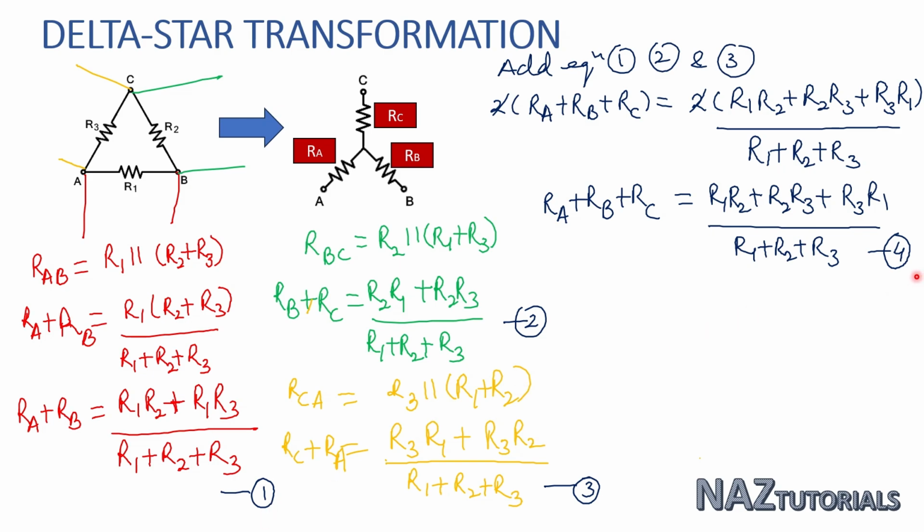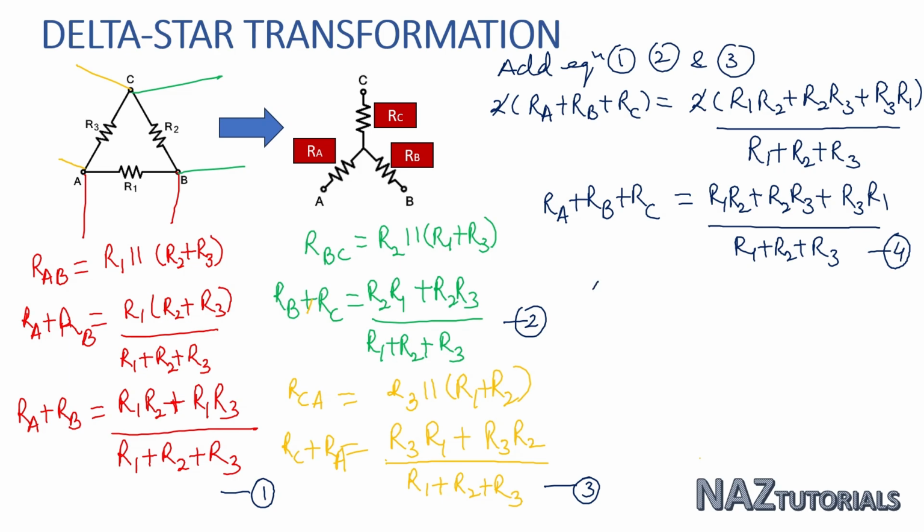So if you subtract equation 4 minus 2, you will get RA from the left side. You will subtract 4 minus 3, then you will get RB, and if you subtract 4 minus 1, then you will get RC.